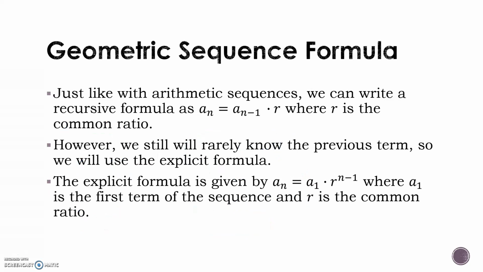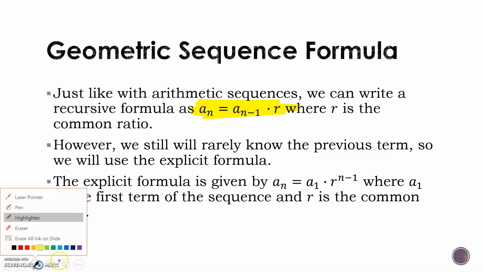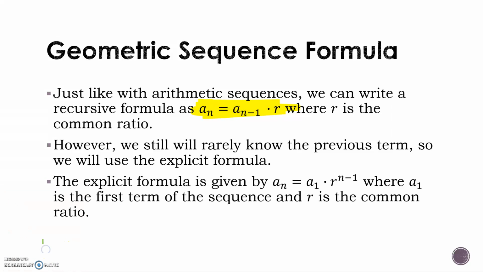So, just like with the arithmetic sequences, we can write a recursive formula pretty easily. A recursive formula is easy to write because we just take the previous term and multiply it by our common ratio. But just like with the arithmetic problems, we still run into the same issue where we have to know the previous term. If I want to find the 72nd term, I have to know the 71st, and then the 70th, and it just becomes a really messy cycle.